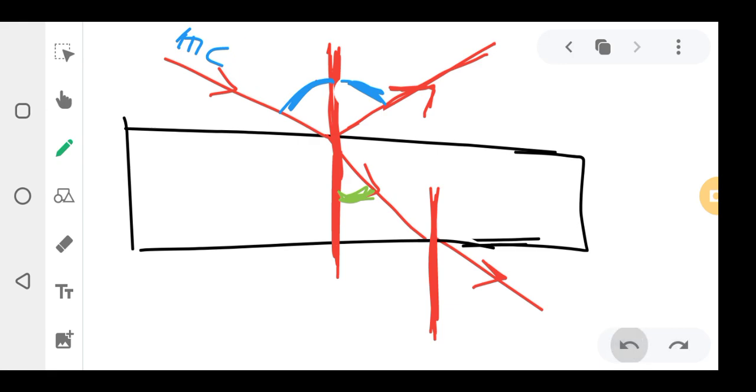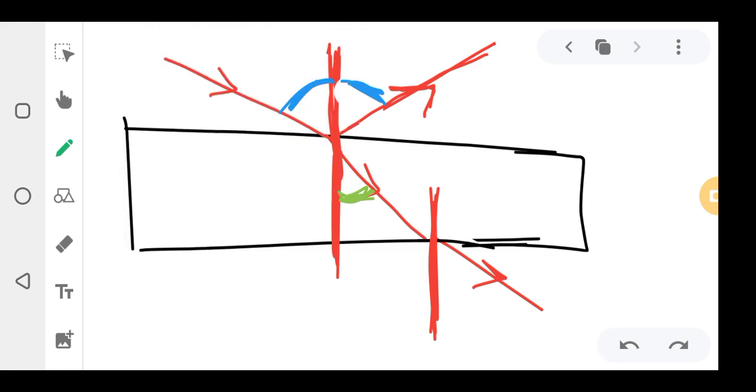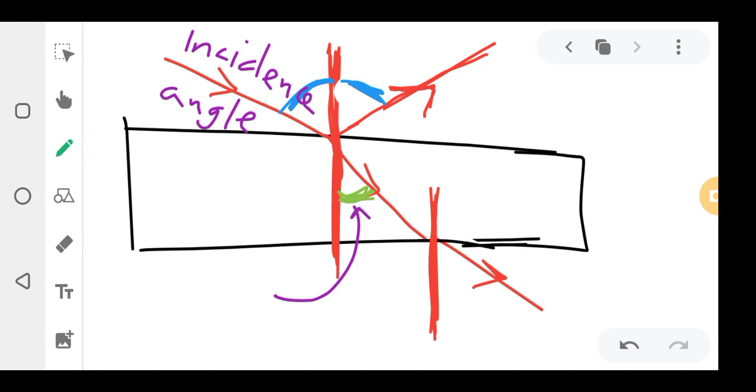Let me use another color so that you can easily read it. It's called the incidence angle. Because that ray is called the incidence ray, even the angle is called the incidence angle. And then this one inside here, this ray is called the refracted ray. You remember the rays? This one inside is called the refracted ray. So it means this angle here is called the angle of refraction.